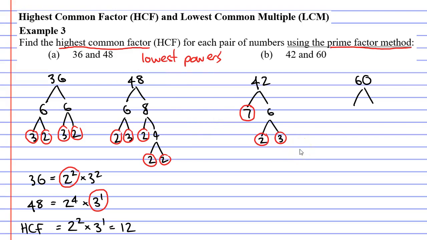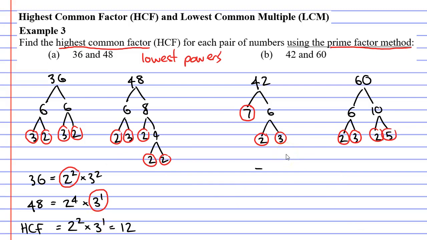What about 60? 60 is made from 6 times 10. 6 splits into 2 and 3. 2 times 3 is 6. And 2 times 5 makes 10. So this one has 4 prime factors.